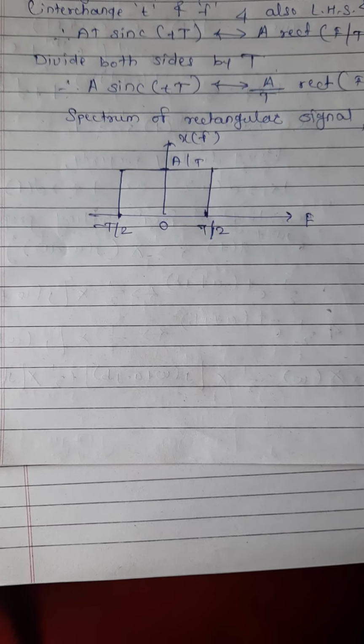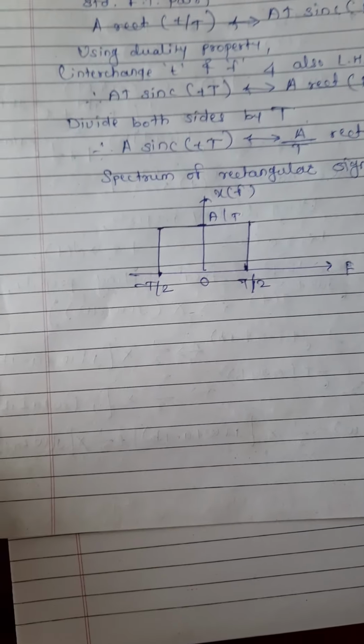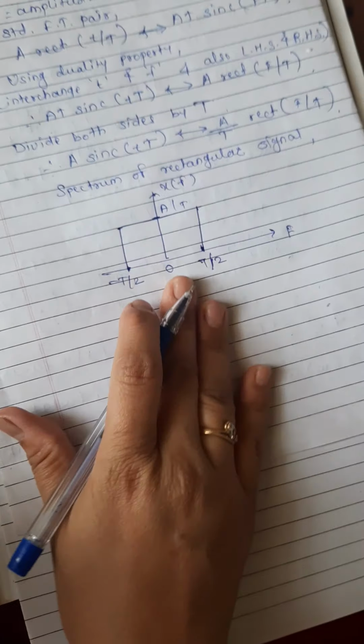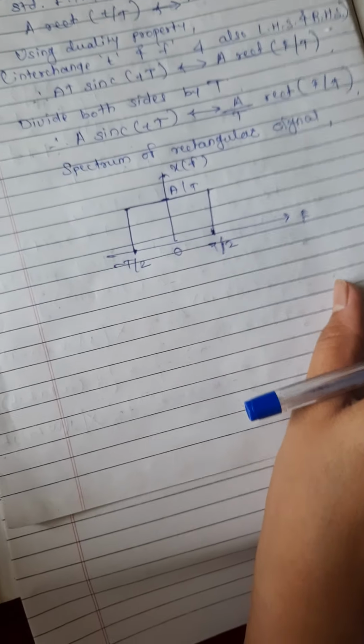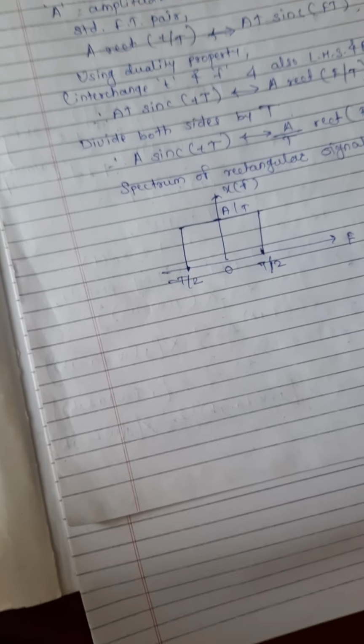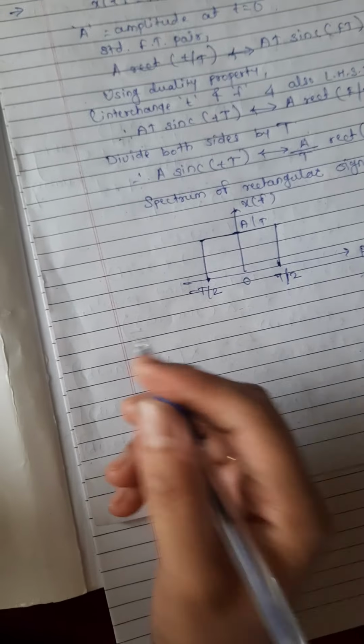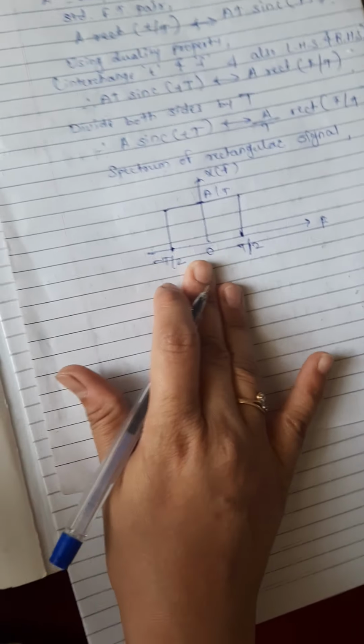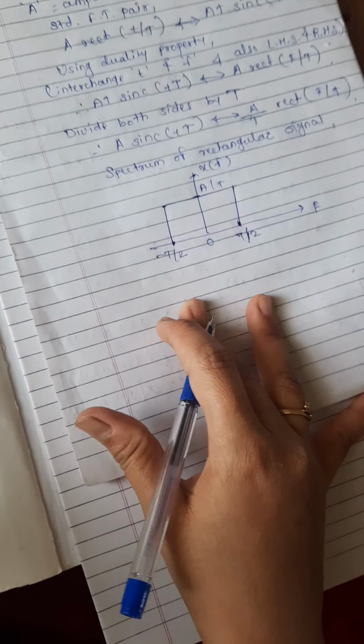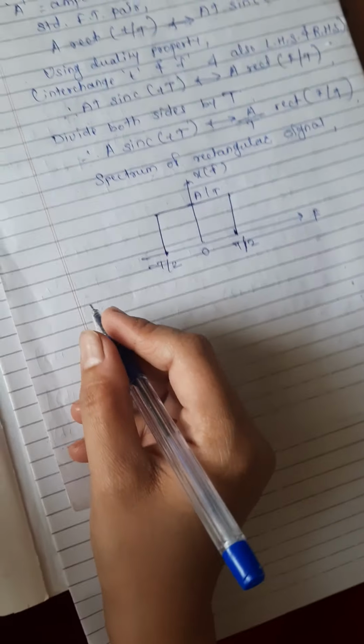Now the next problems are based on Fourier transform of standard signals. First problem in that, Fourier transform of standard signals. Standard signal means unit impulse signal, unit step signal; these are the standard signals. So we have to find out the Fourier transform of these standard signals.